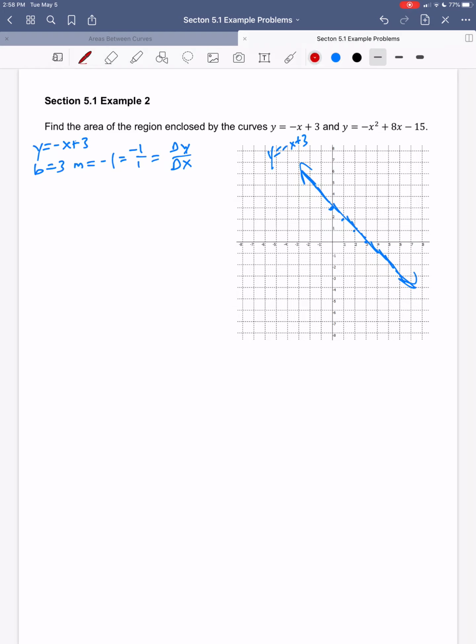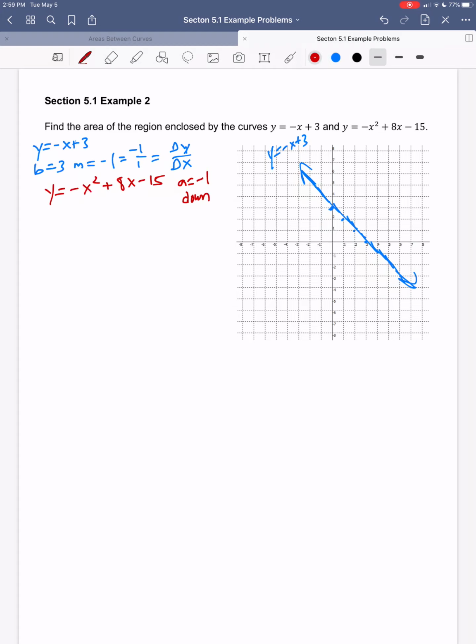When I look at the parabola, then, there's a couple ways we can go about finding the vertex of this parabola. We know it's x squared, so it's opening up or down. It's a vertical parabola. It's negative, so my a value is negative 1. That tells me the parabola is opening down.